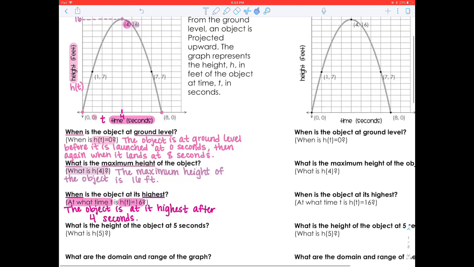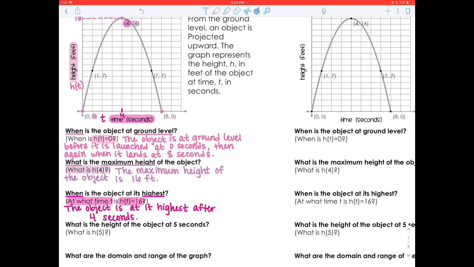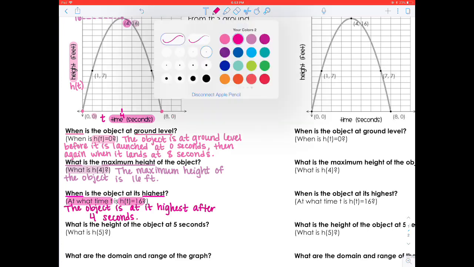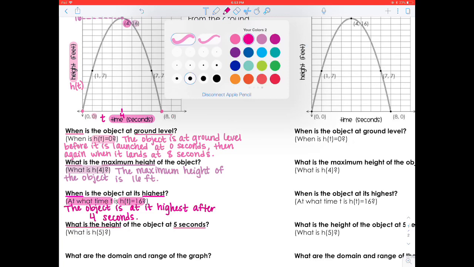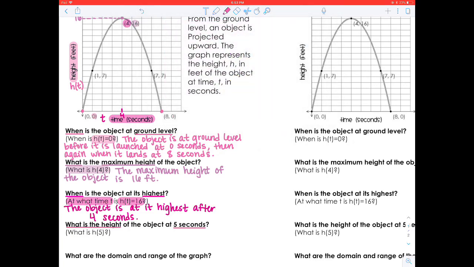Okay, next one. What is the height of the object at 5 seconds? So our answer is going to be a height. What is the height at 5 seconds? Or in other words, what is h of 5? So 5 has been replaced there for t, and we want to know what that height is.